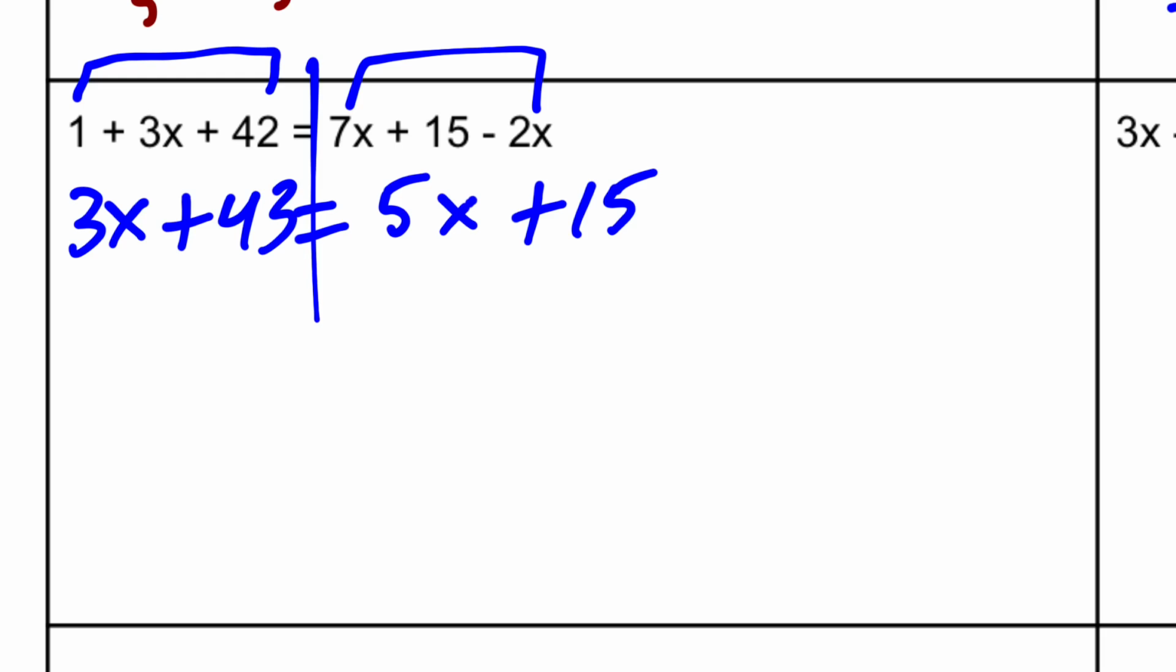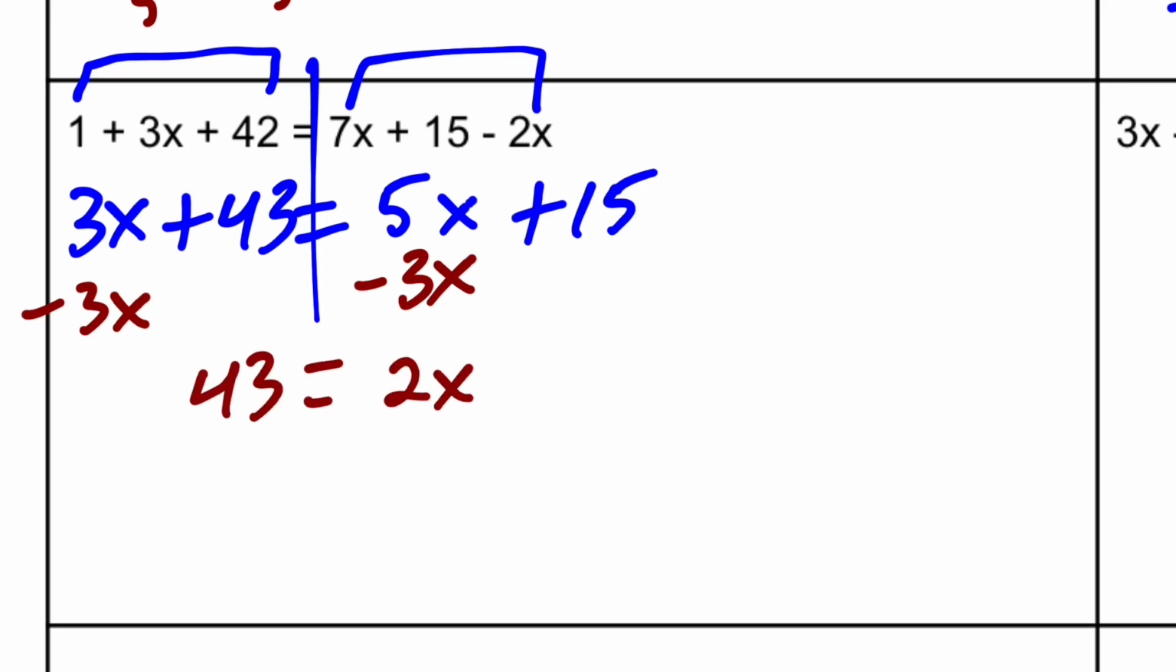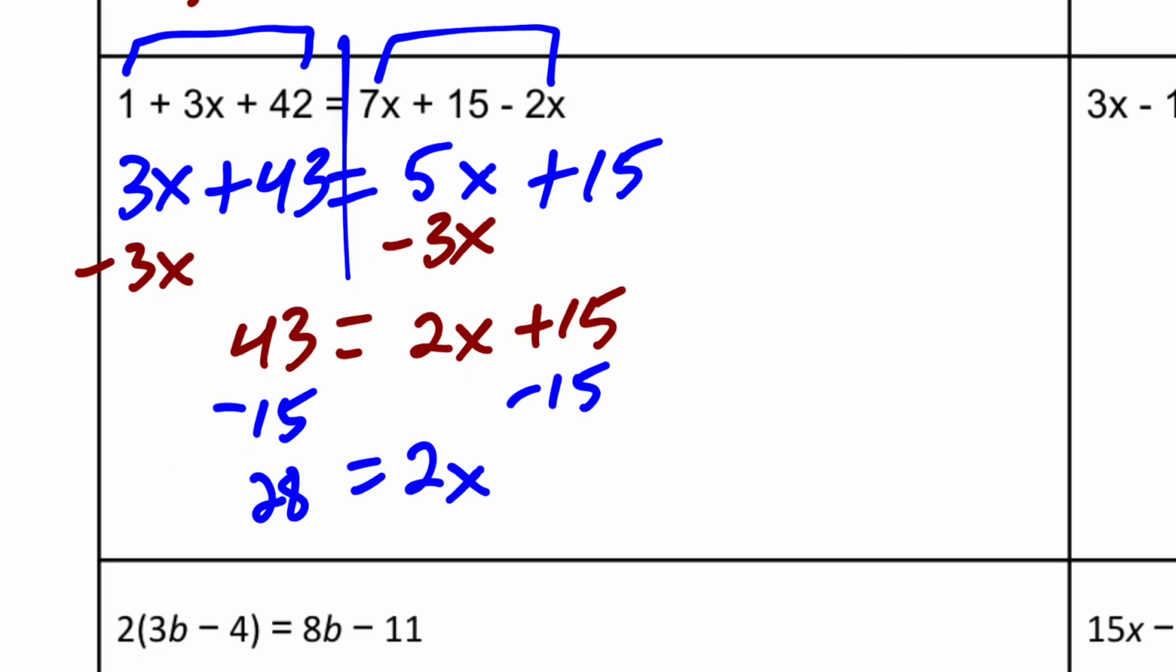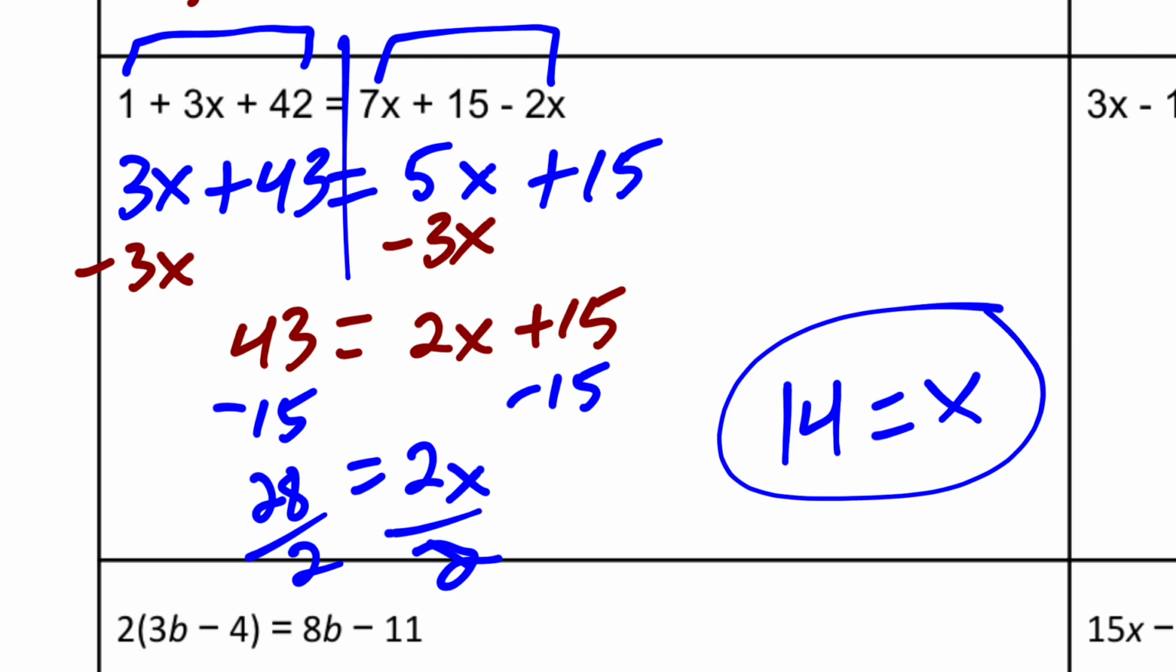Now, I have one of those original multi-step equations where there's an x on both sides, and I can subtract 3x from both sides. I'm left with 2x plus 15 is equal to 43. If I subtract 15 from both sides, I have 28 is equal to 2x. If I divide both sides by 2, 14 is equal to x.